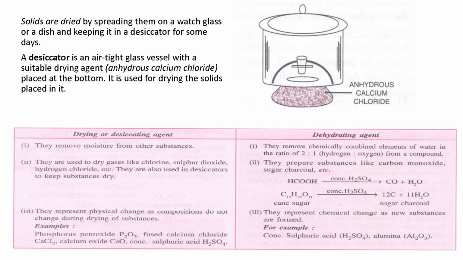They are used to dry gases like chlorine, sulfur dioxide, hydrogen chloride. They are also used in a desiccator to keep substances dry. They prepare substances like carbon monoxide, sugar and charcoal. They represent a physical change as the composition does not change during drying of the substance. They represent a chemical change. So a desiccating agent does the physical change, but a dehydrating agent does the chemical change. They chemically combine with the substance while absorbing the moisture. So this is the basic difference between a desiccating agent and a dehydrating agent.